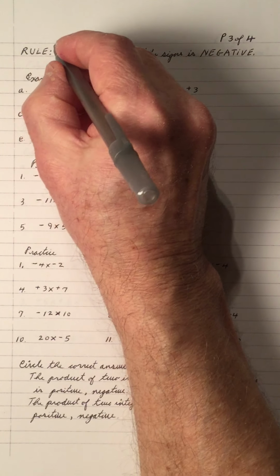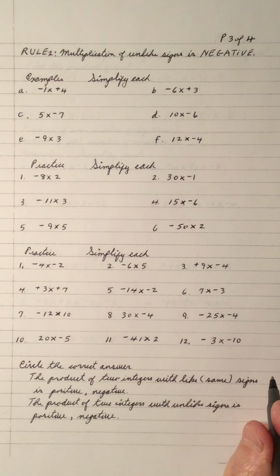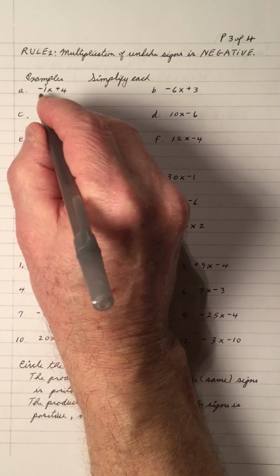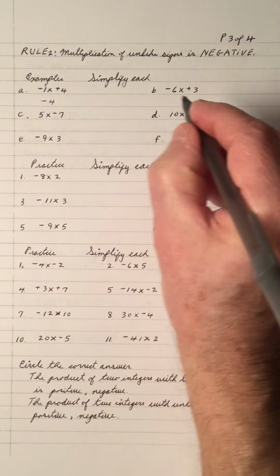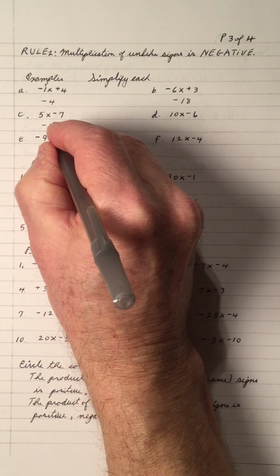Another rule. Let's call this rule 2. Rule 2. The multiplication of unlike signs is negative. So when you multiply negative by positive, you get a negative. 1 times 4 is 4. Negative times a positive is a negative. 3 sixes are 18. Positive times a negative is a negative.